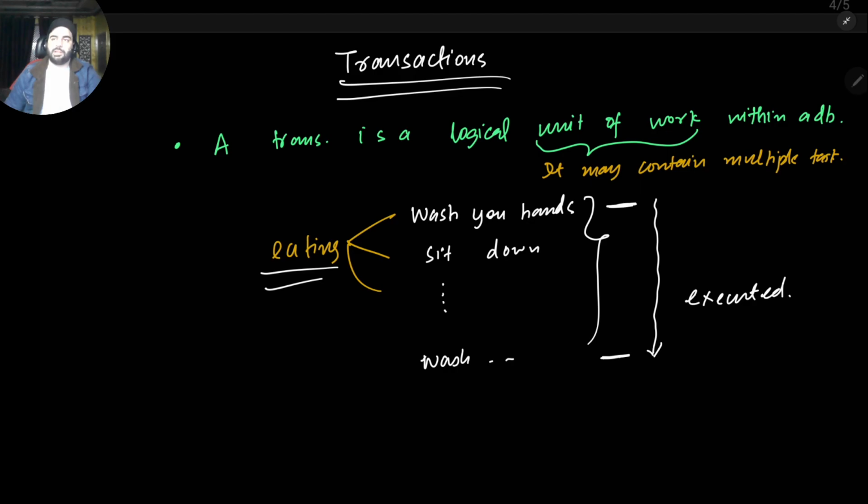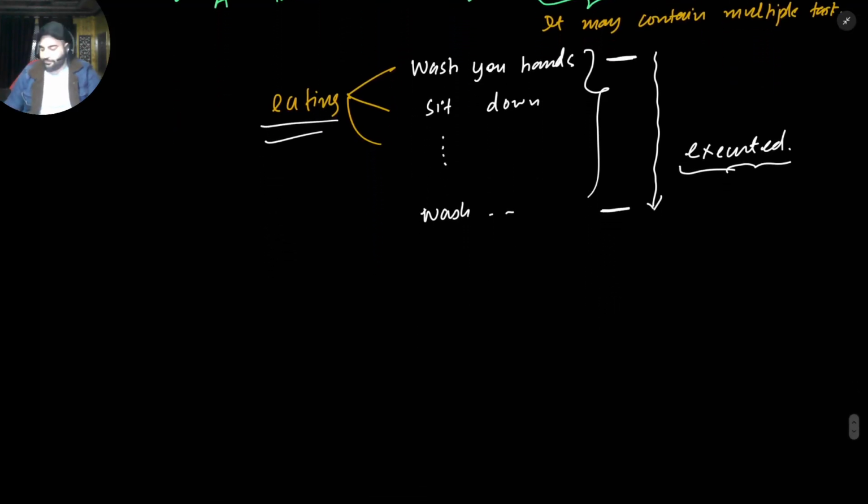In the example of eating, if somebody interrupted you in between and did not allow you to eat the food completely, you would say that the transaction has not completed. By completion I mean that all the tasks that the unit of work had were completed. Then we call that transaction complete or successful. Simply, a transaction is a logical unit within the database, and it may contain multiple tasks, and it starts with a specific operation and concludes. We'll say that the transaction concluded when all these tasks are successfully completed. Is the concept of transaction clear?